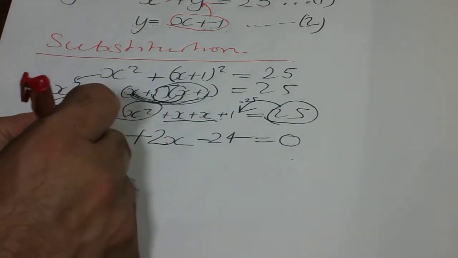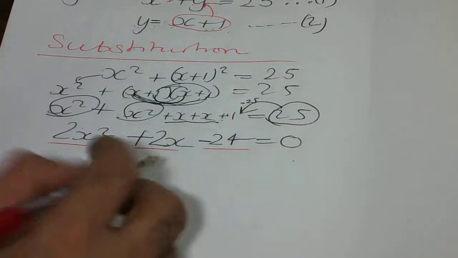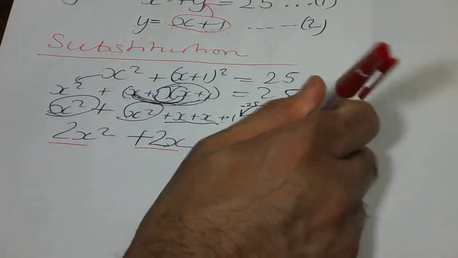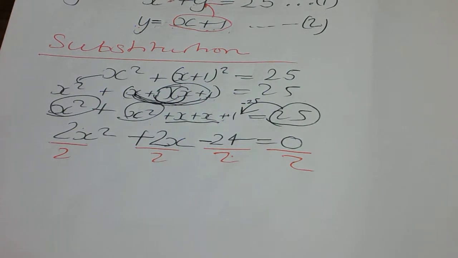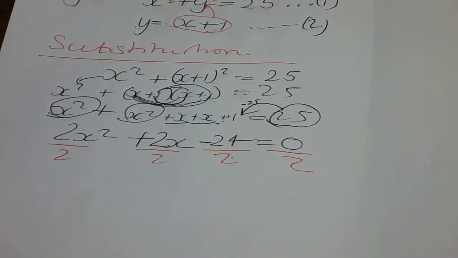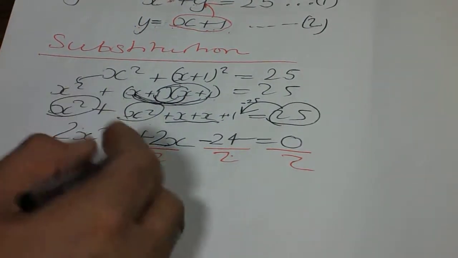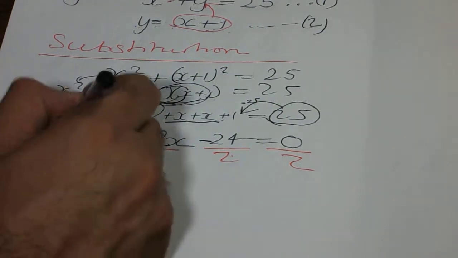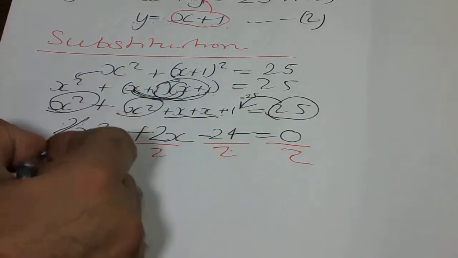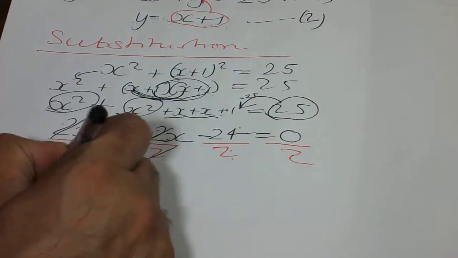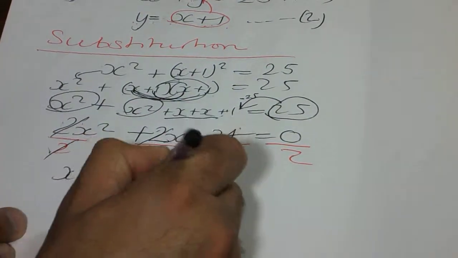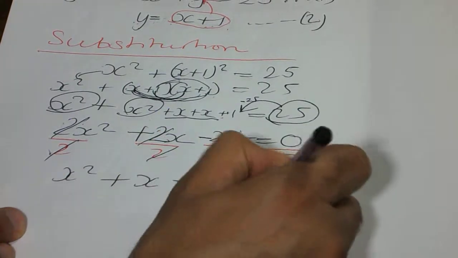Now, if we're going to factorize this equation, we can divide everything by 2, as 2 is a common factor here. We divide everything by 2 to simplify it. So 2 divided by 2 is 1. 2 divided by 2 is 1. Minus 24 divided by 2 will give us minus 12.